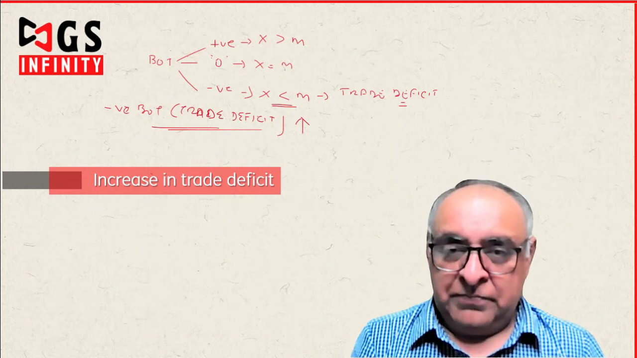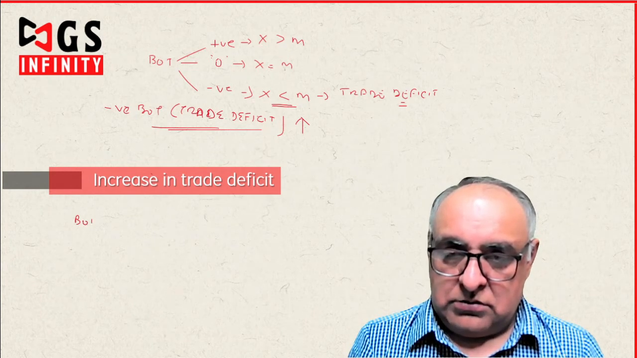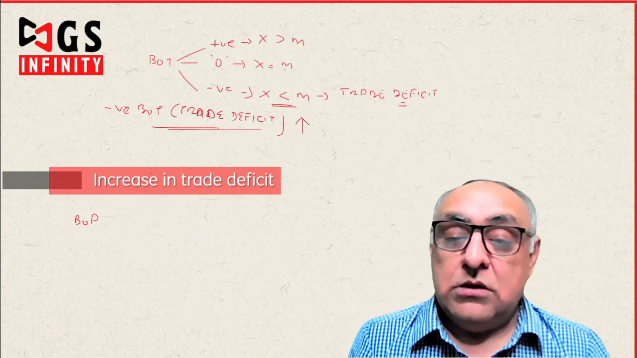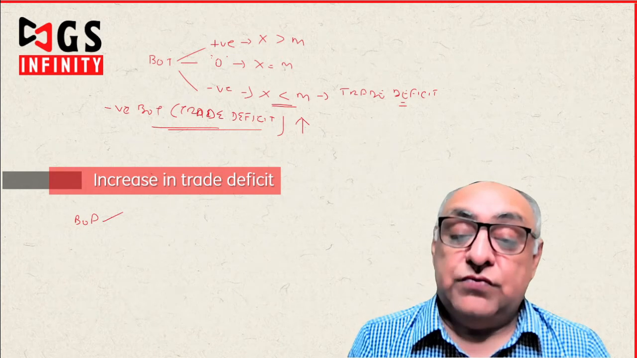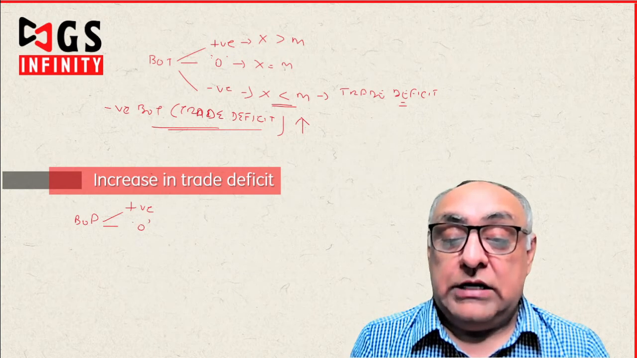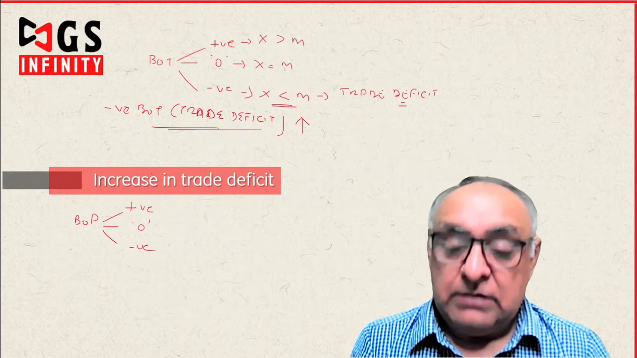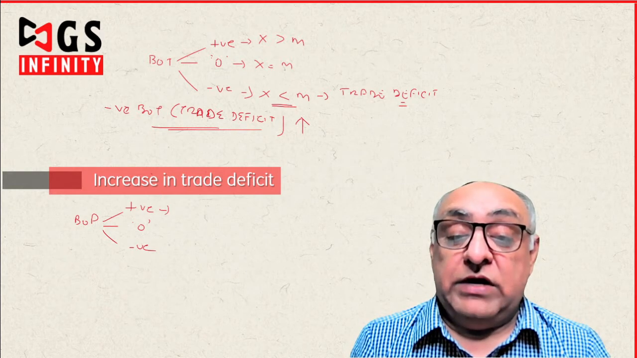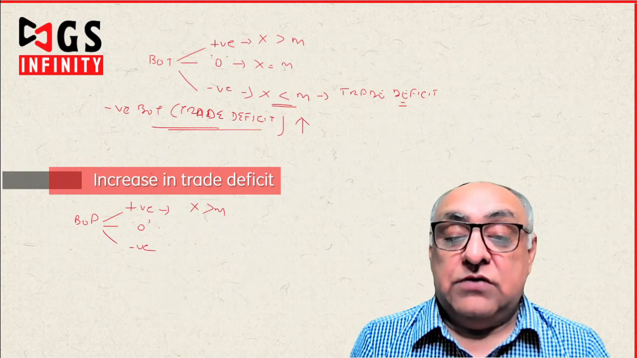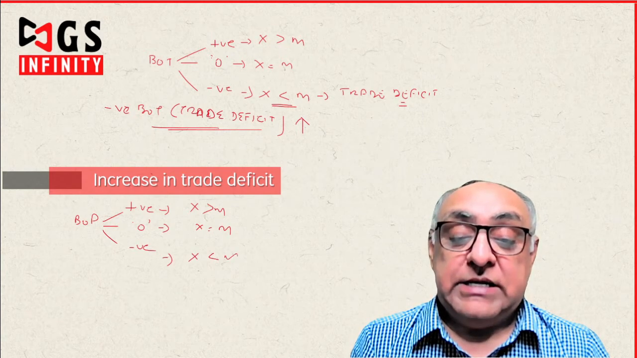Similarly, next is the balance of payments. In the similar way, like the balance of trade, it can be positive, it can be zero, or it can be negative. Balance of payments will be positive when our exports will be more than our imports. It will be zero when our exports will be equal to our imports, and it will be negative when our exports would be less than our imports.